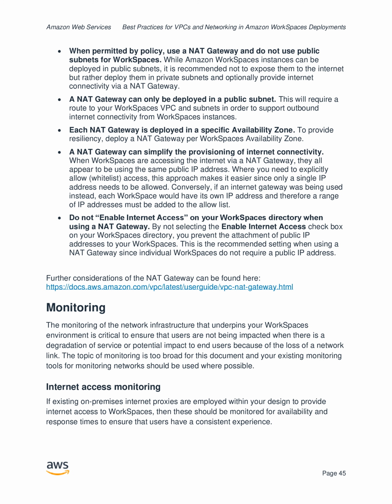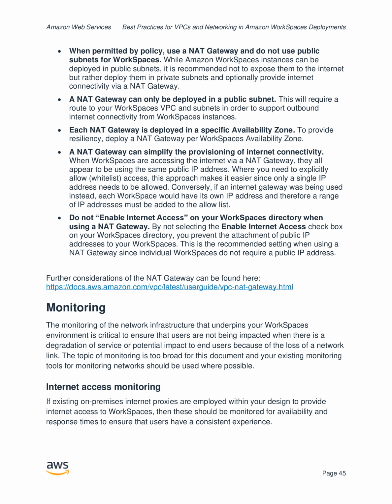While Amazon WorkSpaces instances can be deployed in public subnets, it is recommended not to expose them to the Internet but rather deploy them in private subnets and optionally provide Internet connectivity via a NAT gateway. A NAT gateway can only be deployed in a public subnet. This will require a route to your workspace's VPC and subnets in order to support outbound Internet connectivity from workspace's instances. Each NAT gateway is deployed in a specific availability zone. To provide resiliency, deploy a NAT gateway per workspace's availability zone.